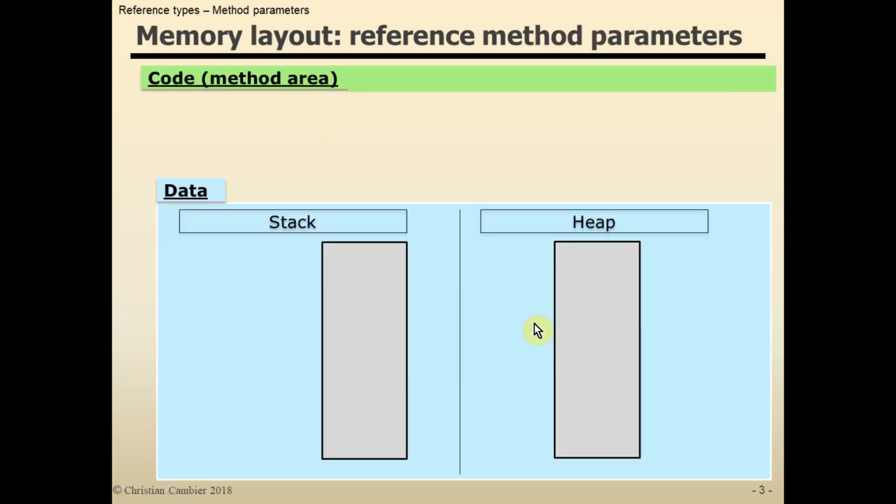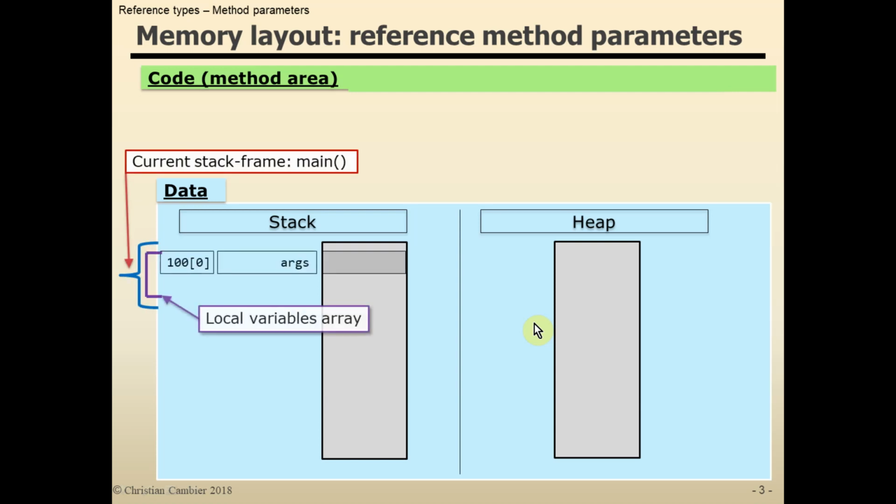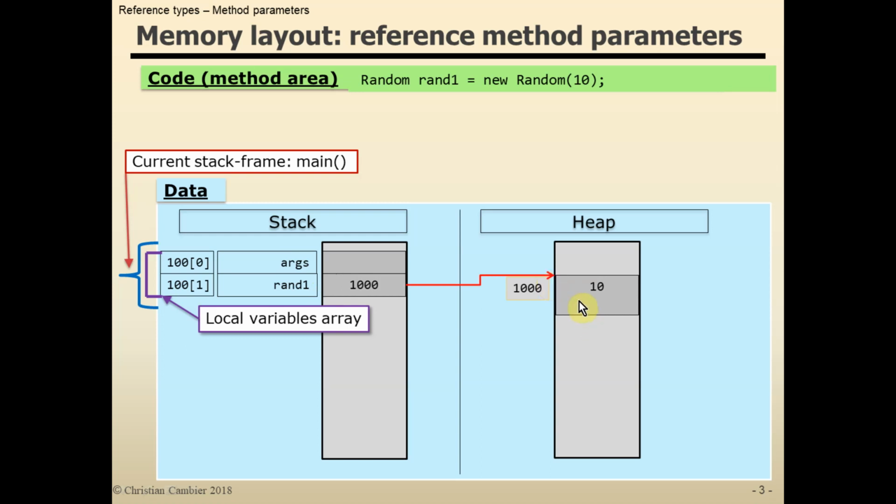In the stack frame of the main method, we first note the presence of its argument parameter at the first position in the local variables array. When we execute the first statement, local variable rand1 is stored in the second position in the array, and when the object is created, rand1 holds address 1000 of the random object. For those of you new to my series, all this has been explained in a previous demo. The value of 10 in the object represents the value of the seed property that we passed via the constructor. How an object really looks like is explained in a future video.